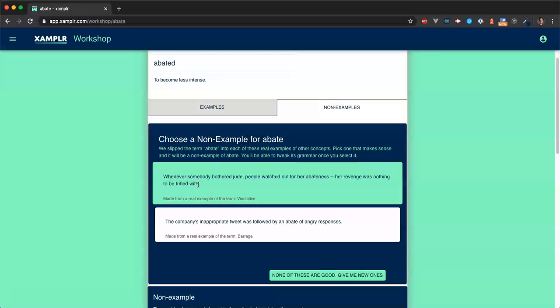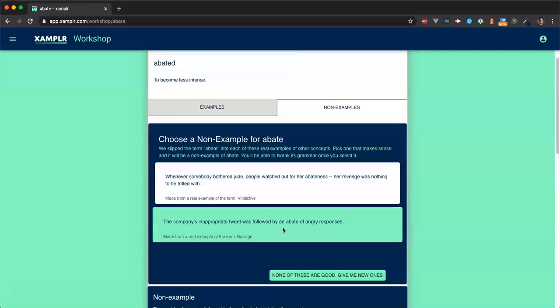Here is a real example of the term vindictive. Whenever someone bothered Jude, people watched out for her. This would say vindictiveness. But instead, our algorithm has taken the word abate and replaced vindictive with it, and now it says abateness, which the user should understand is not a way to say this. We could pick this one and it would be a good non-example. Also, when the user is flipping through the cards on the practice step, this will tell them that one of the examples in their deck might be the word vindictive, but it will have the word abate there instead.